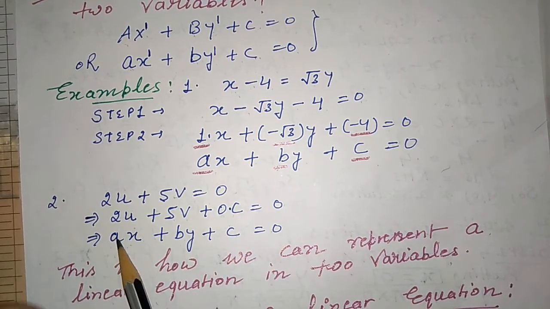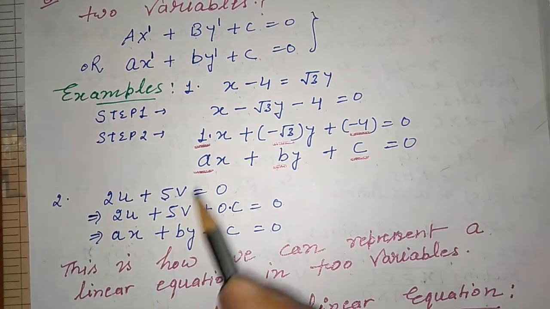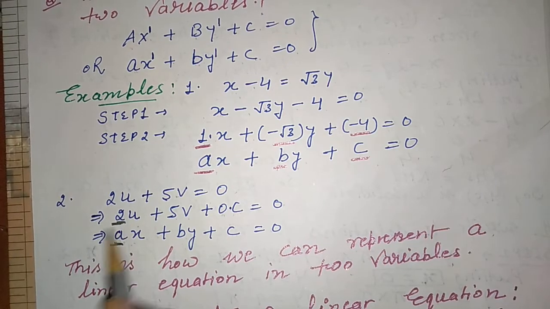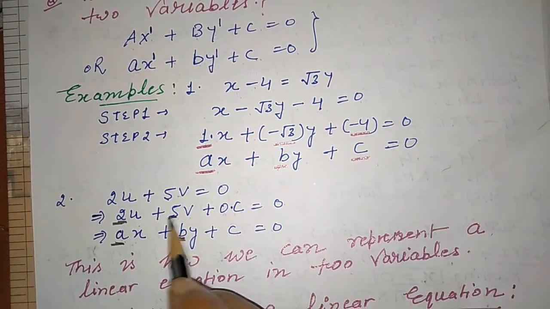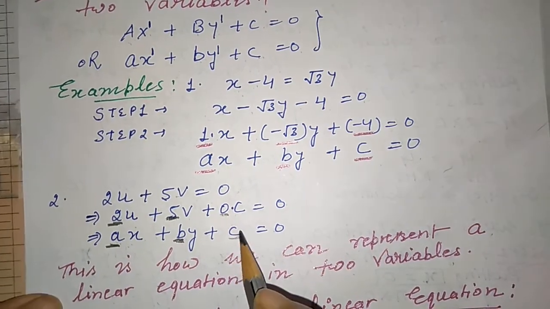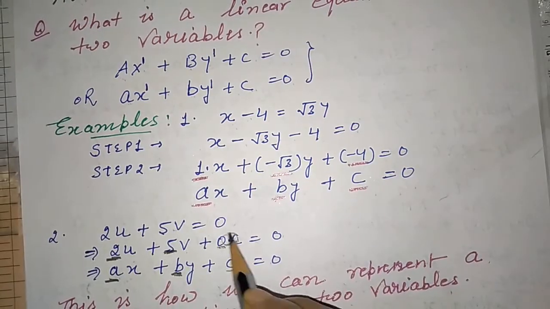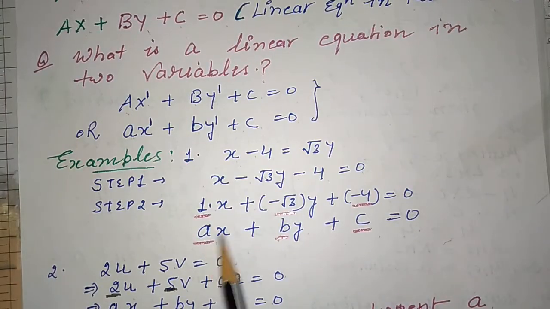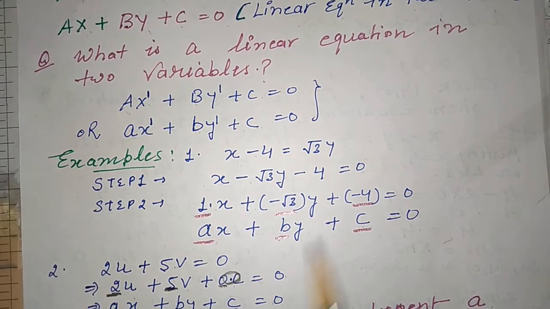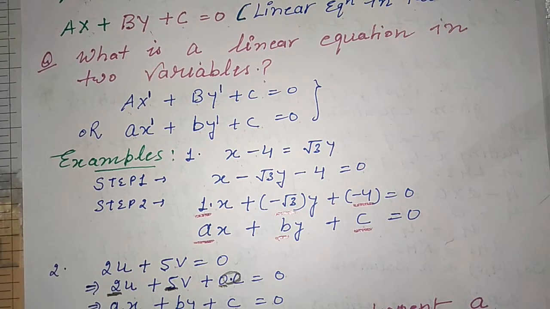So what is the value of coefficient a here? If we compare these two, a is compared with 2. So the value of a is 2, the value of b is 5, and the value of c is 0 because nothing is here. Coefficient c is 0, or we can write here only 0. If we compare these two, a is 1, b is minus root 3, and c is minus 4. So this is how we can represent a linear equation in two variables.